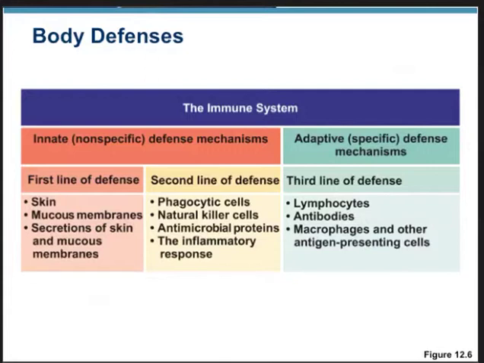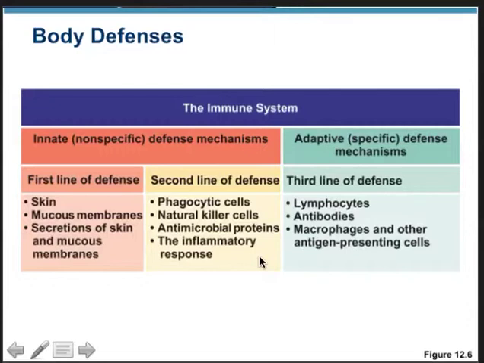You can see here in this chart how these different lines of defense operate. Our first line of defense, our skin and mucous membranes and their secretions, stand guard against the onslaught of pathogens that surround us all the time. Behind them are our phagocytic and natural killer cells. There are also antimicrobial proteins in a lot of these secretions. And then we've got the inflammatory response, which you're all familiar with if you've ever had a laceration or a puncture. The wound will redden, swell up, warm up, and hurt.